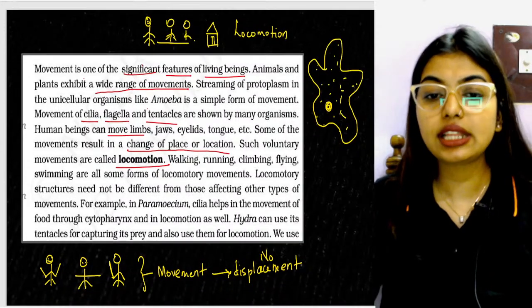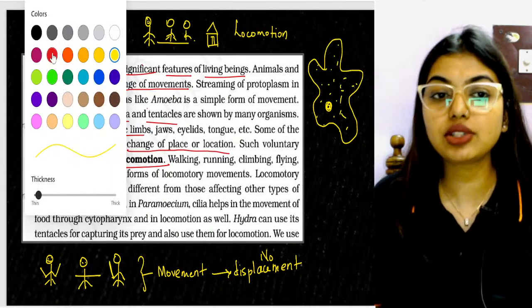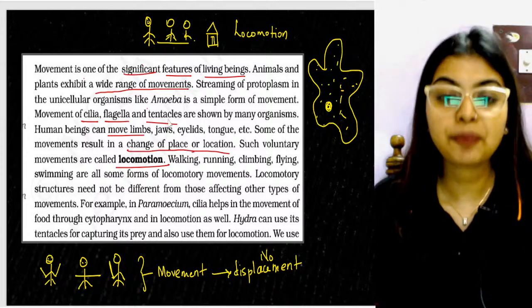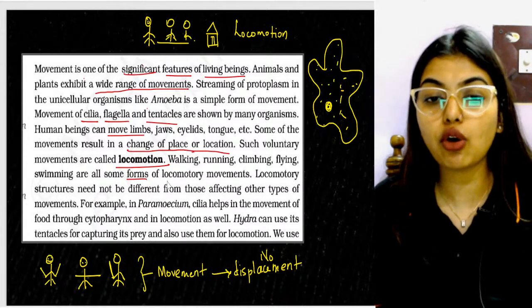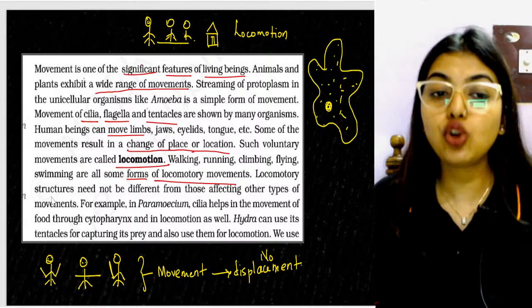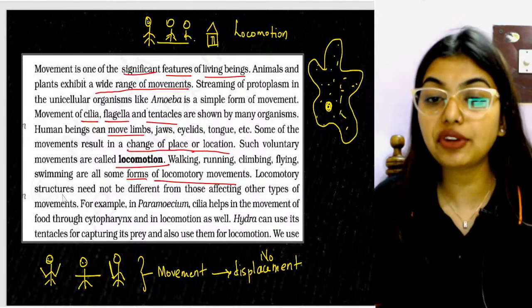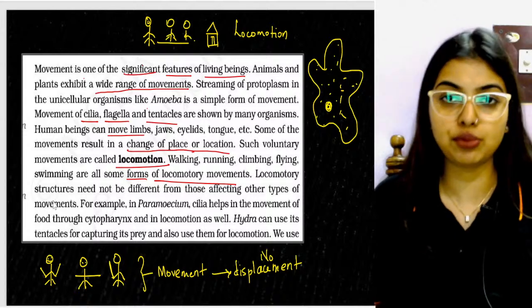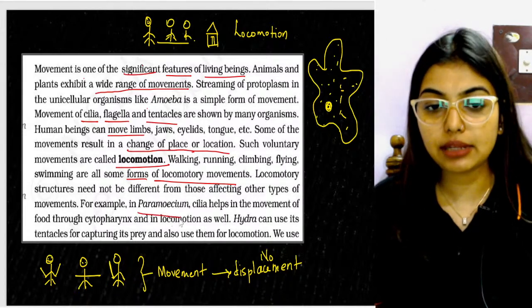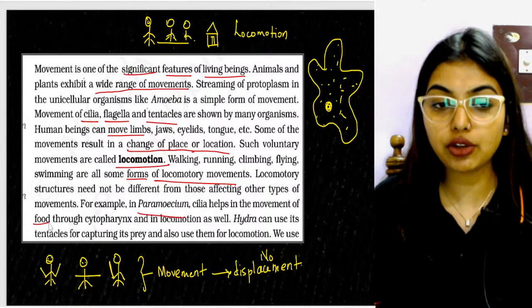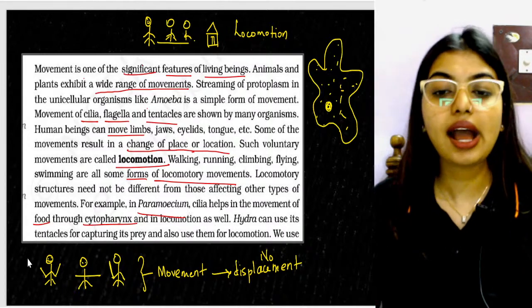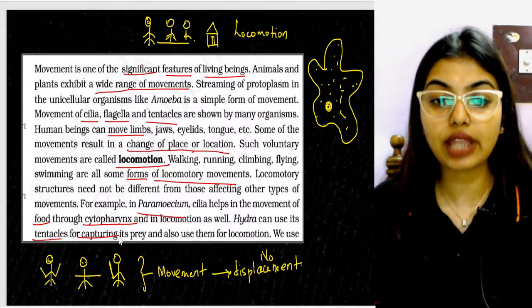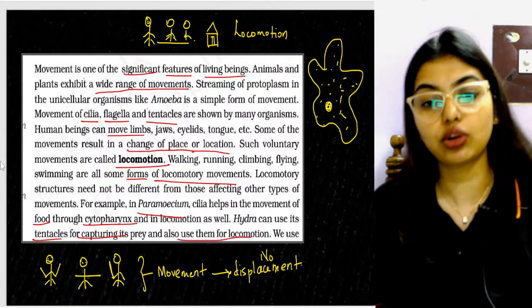So here there are a few statements that you have to remember, so that's why I'm stressing on these two words. Now walking, running, climbing, flying, swimming are all forms of locomotory movements. Locomotory structures need not be different from those affecting other types of movement. For example, in paramecium, cilia help in the movement of food through the cytopharynx and in locomotion as well. Hydra can use its tentacles for capturing its prey and use them for locomotion.